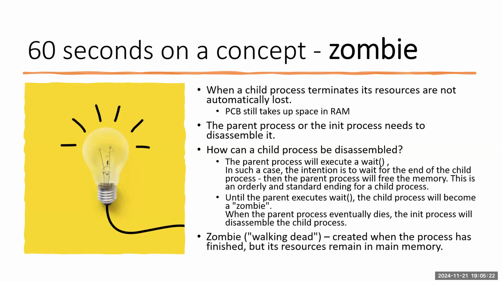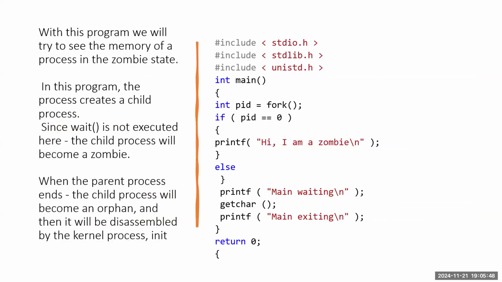When the parent process eventually dies, if it didn't execute wait, then the init process will have to disassemble the child. Somebody has to disassemble it. So the child will wait around. If the father never did a wait and then exited, then the init will have to disassemble it. A zombie means walking dead. It's created when a process has finished, but its resources remain in memory because no one has disassembled it yet, basically because the parent is still alive and hasn't done a wait.